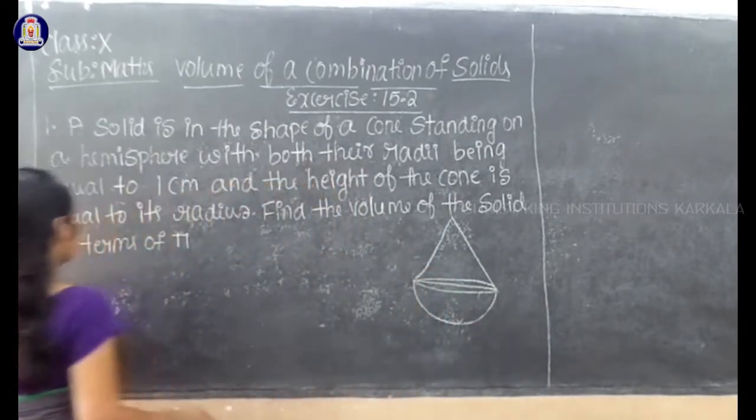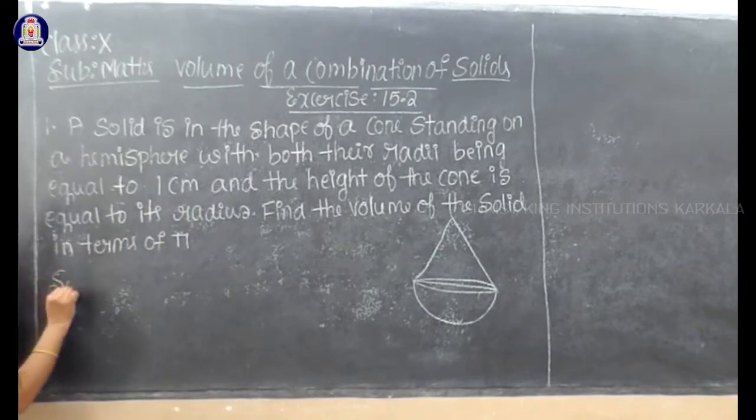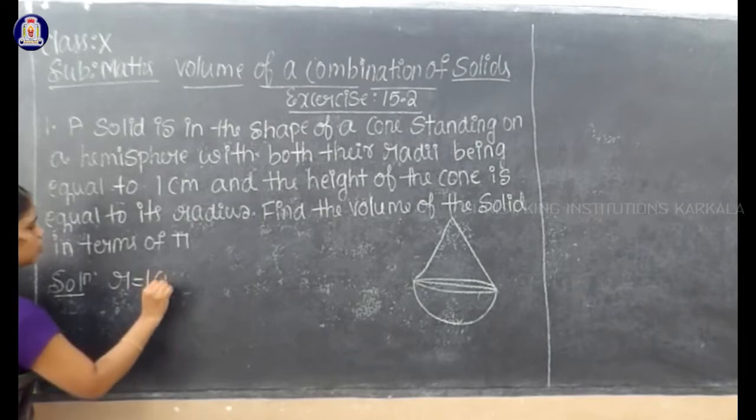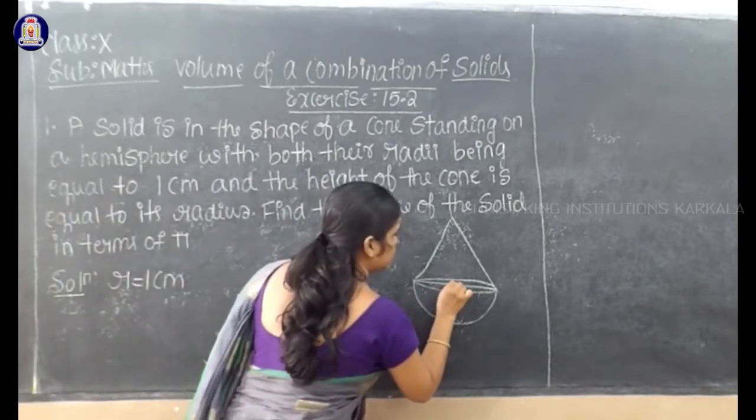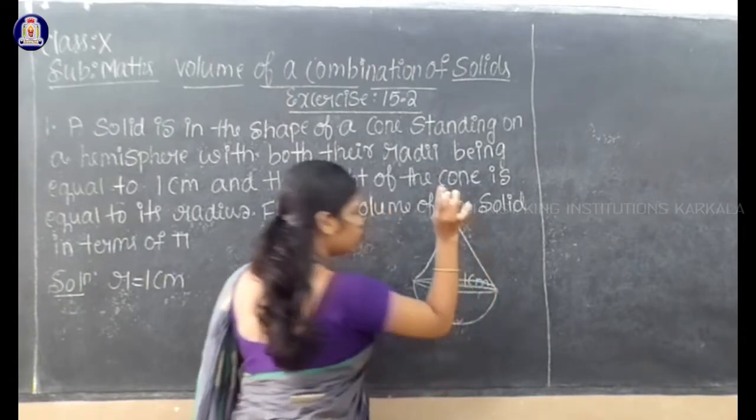Understood now? So, solution. Radius r is equal to 1 centimeter, I will consider. Understood now? So this is r, which is equal to 1 centimeter.